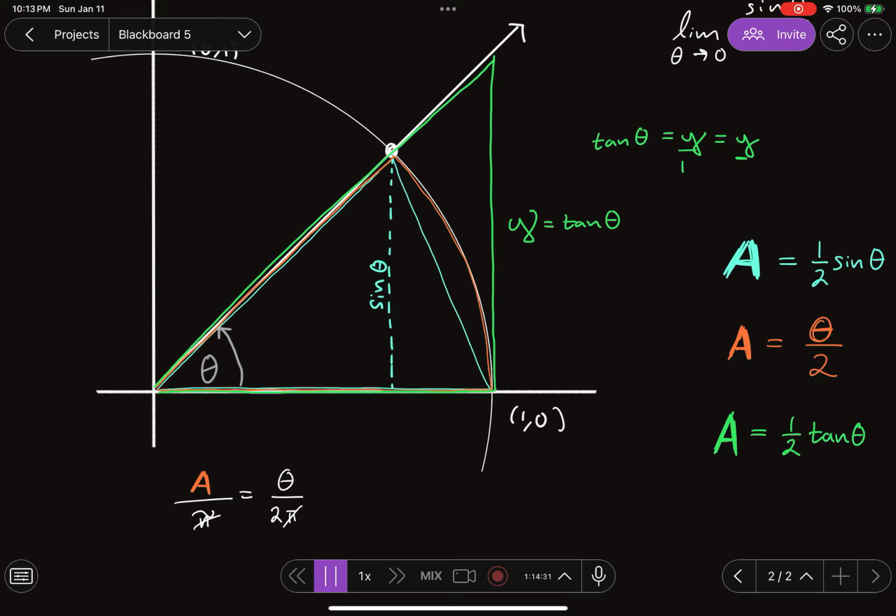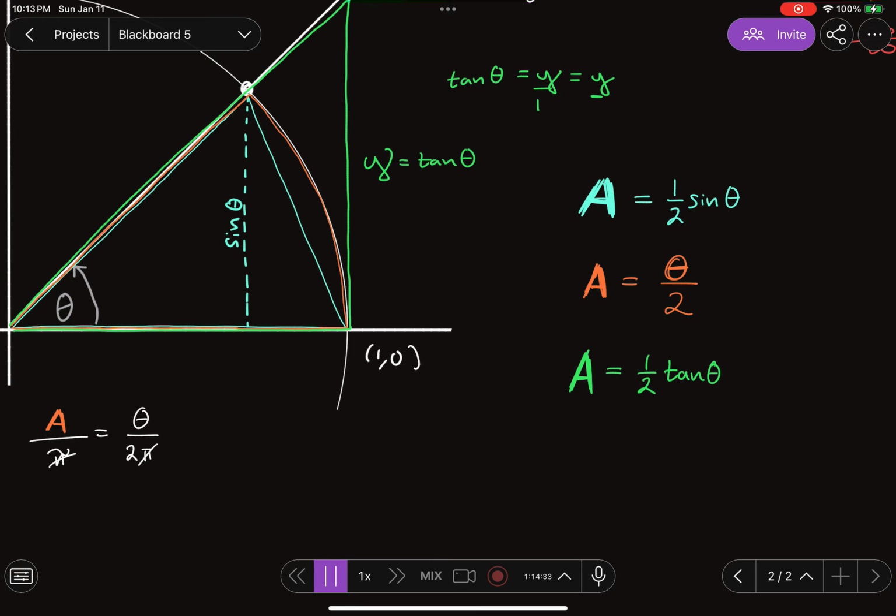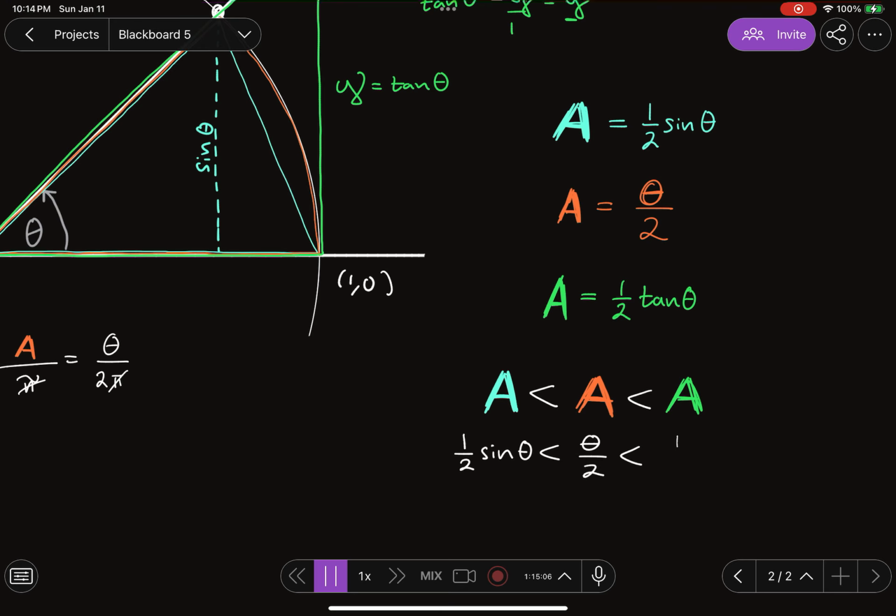Okay, now, here's my argument. Look, the blue area is certainly less than the orange area. And that is certainly less than the green area, right? Based on the picture. So what that means is that 1/2 sine of theta is less than theta over 2, which is less than tangent of theta over 2.